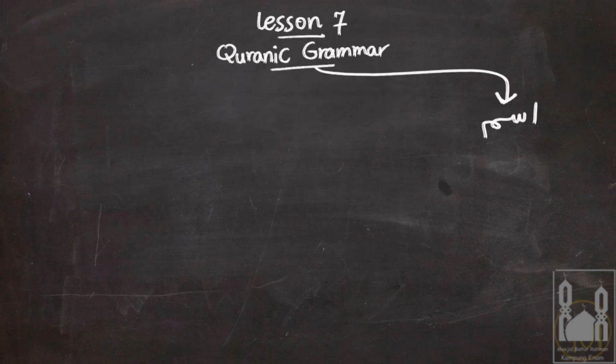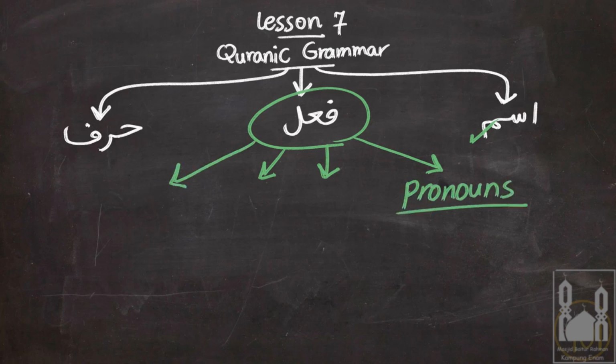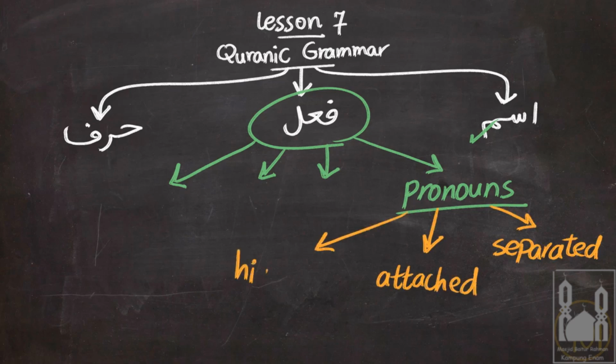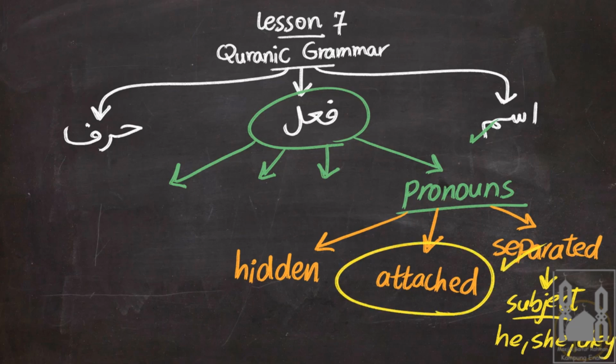Last time we started our journey with Arabic verbs, and we started with the first topic related to it, which is the Arabic pronouns. We learned that there are three types of pronouns: separated pronouns, attached pronouns, and hidden pronouns. And we learned that the separated pronouns in Arabic are the subject pronouns in English, so they're like he, she, they, we, and so on. And today's topic will be mainly about attached pronouns, what they mean, and how we can use them.